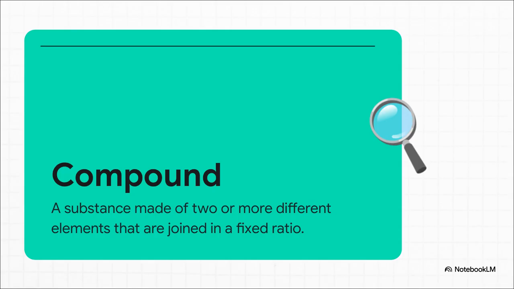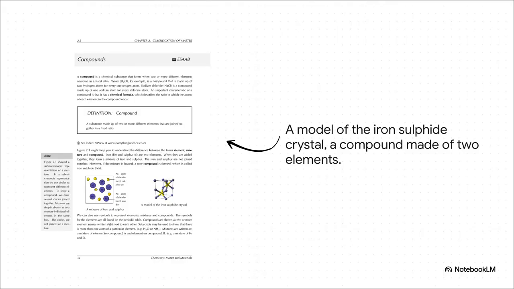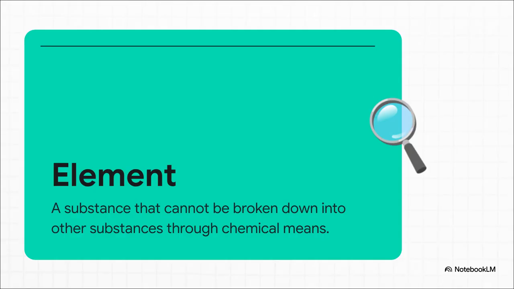A perfect example is water, H2O. It's a pure substance for sure, but you can break it down into hydrogen and oxygen. The key is that those elements are chemically locked together in a very specific recipe. Here's a great way to picture it. If elements are like different kinds of Lego bricks, then a compound is a specific thing you build with them. What you're seeing here is a model of iron sulfide. You've got iron atoms, one kind of brick, and sulfur atoms, another kind, chemically clicked together to build one single pure structure.